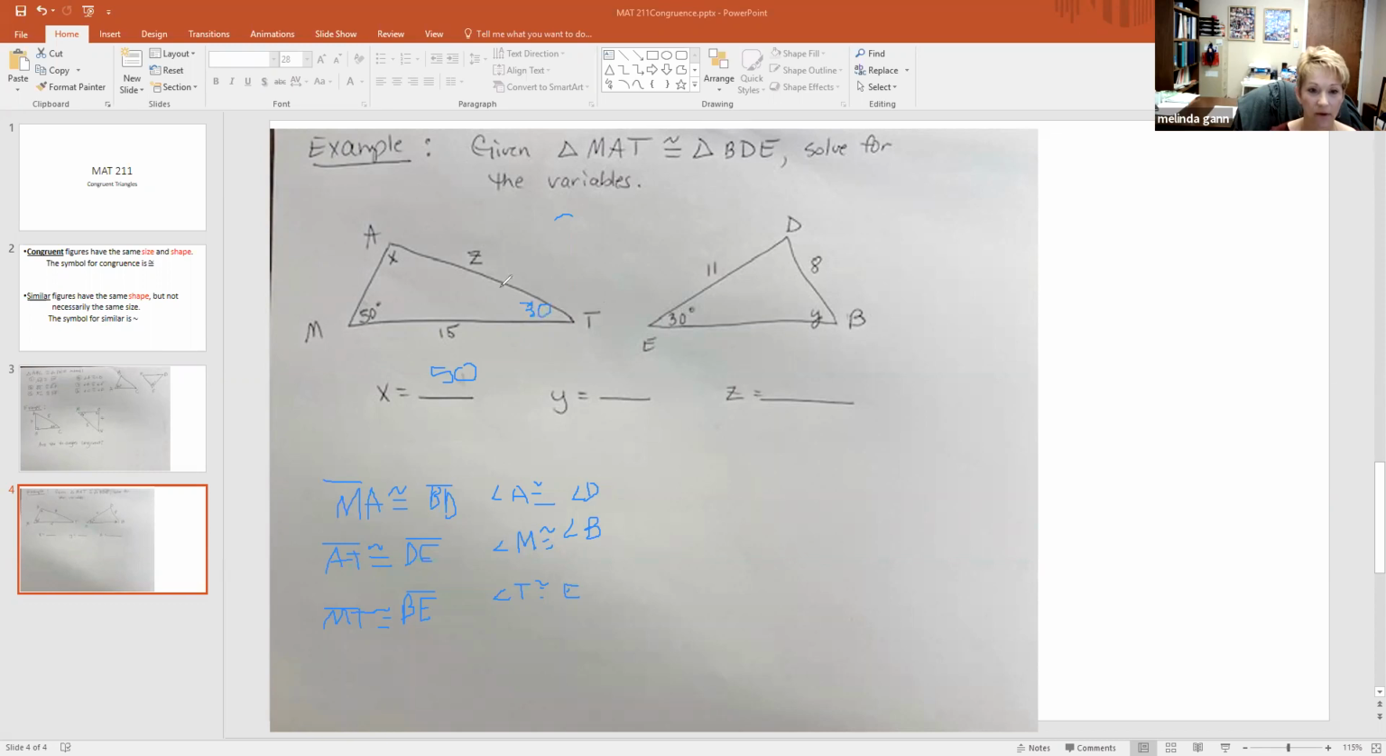Now, why does that help me find X? Because again, don't all three of these have to add up to 180? So 50 plus 30 is 80, and 180 minus my 80 is going to leave me 100. So that means that's going to have to be 100.